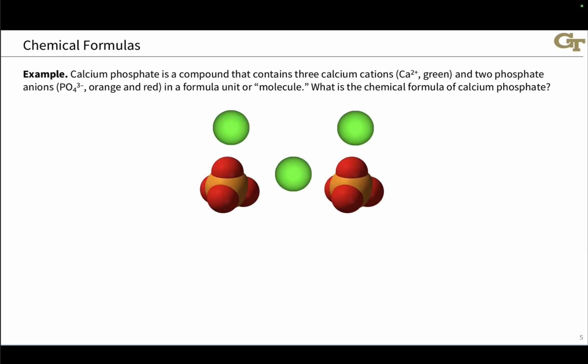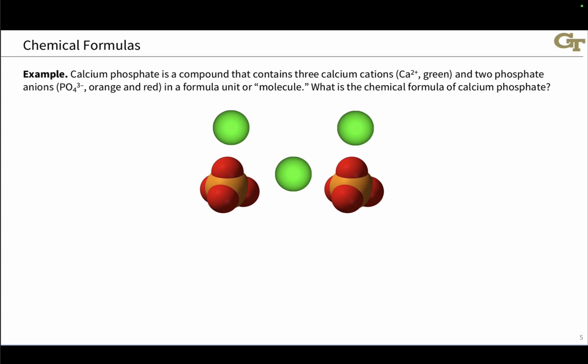Let's work through an example of a somewhat more complicated substance to deduce its chemical formula from this submicroscopic representation. Calcium phosphate is the name of this substance, and it's a compound that contains 3 calcium cations, or Ca2+, and 2 phosphate anions, PO4 3-. Now, there's no way to infer from the ball and stick representation or the space-filling representation we see on this slide that the charges are +2 and -3. You kind of have to take my word for it at this point.